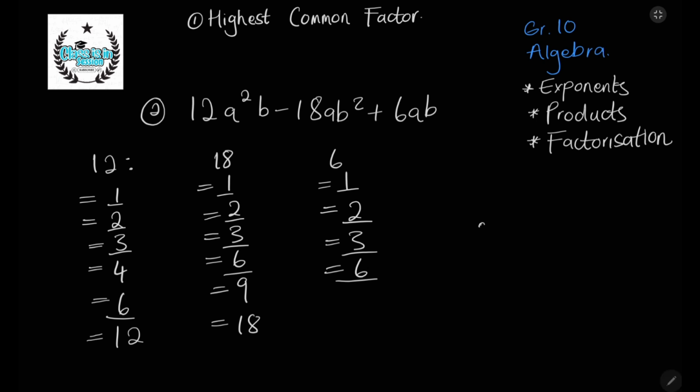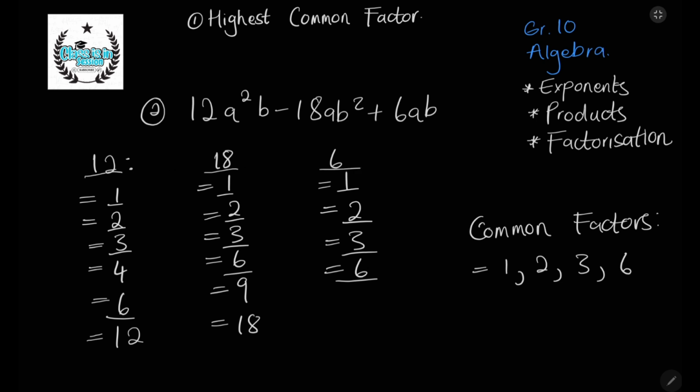So our common factors are 1, 2, 3, and 6. They appear in 12, 18, and 6. However, we choose the highest common factor. It's 6. Therefore, the highest common factor of 12, 18, and 6 is 6. So we have to write 6 outside the bracket.